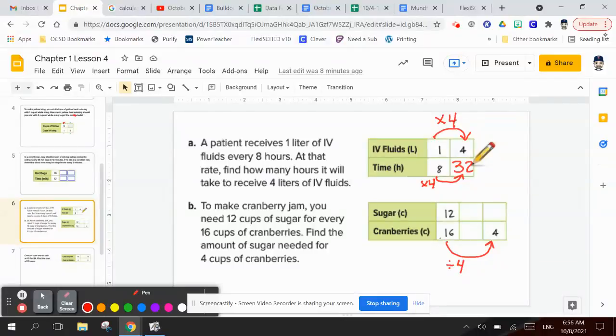So whatever I do to the bottom, I have to do to the top. So I divide 12 divided by 4. And 12 divided by 4, that's 4, 8, 12, that is 3. So for every 4 cups of cranberries, I get 3 cups of sugar.